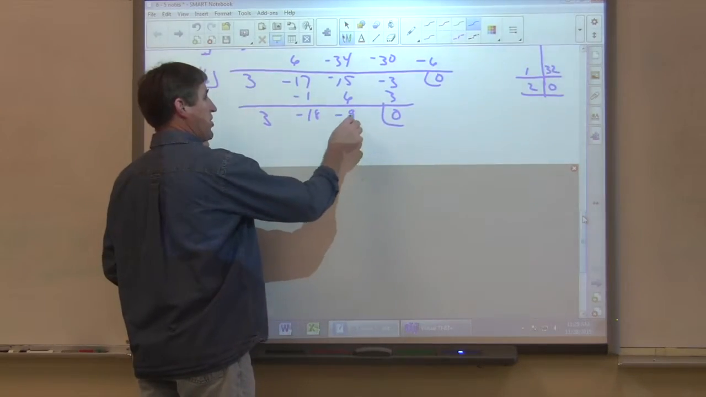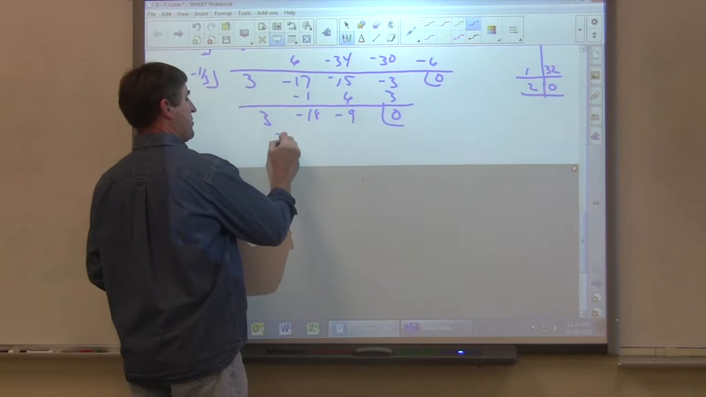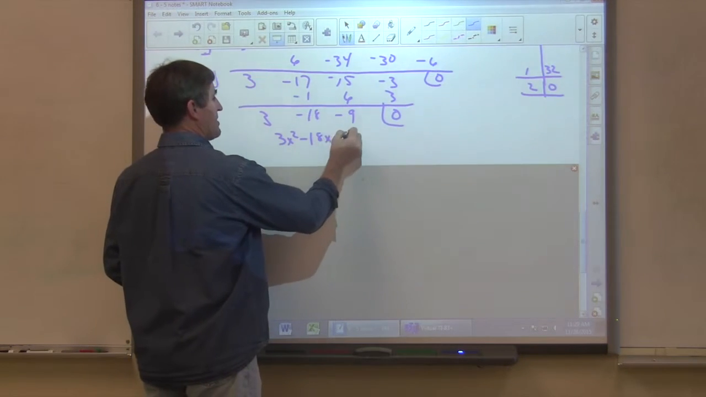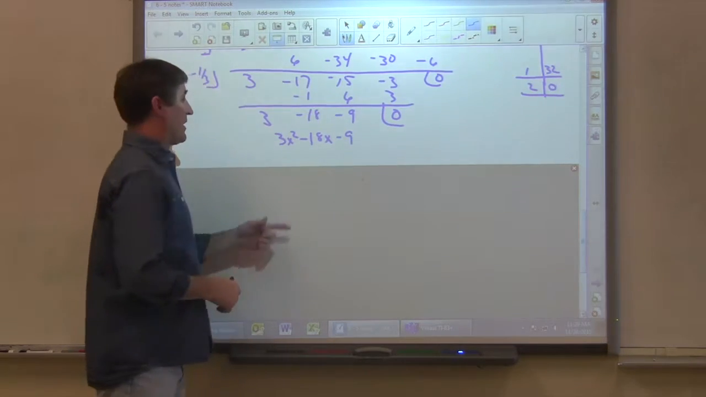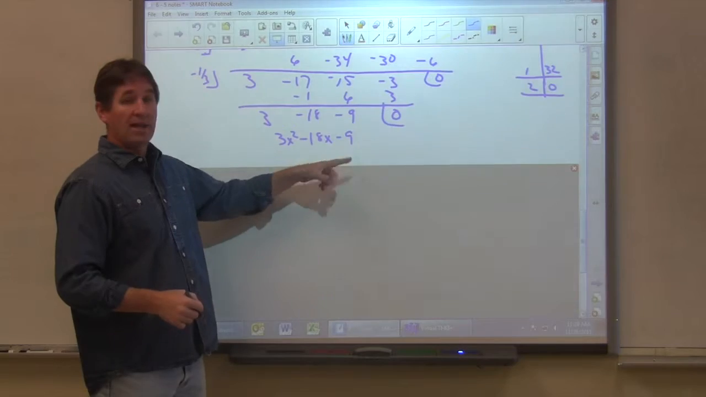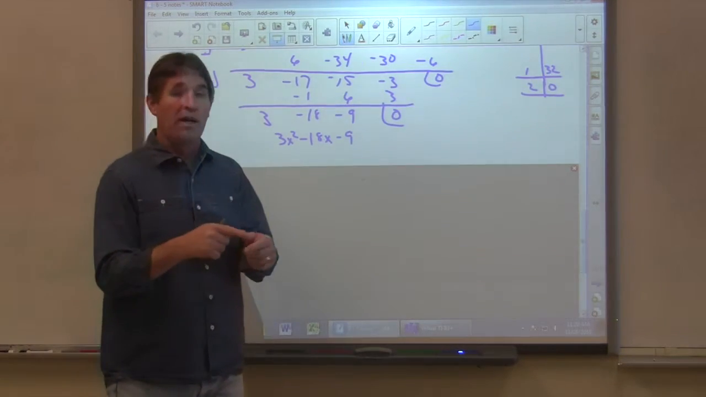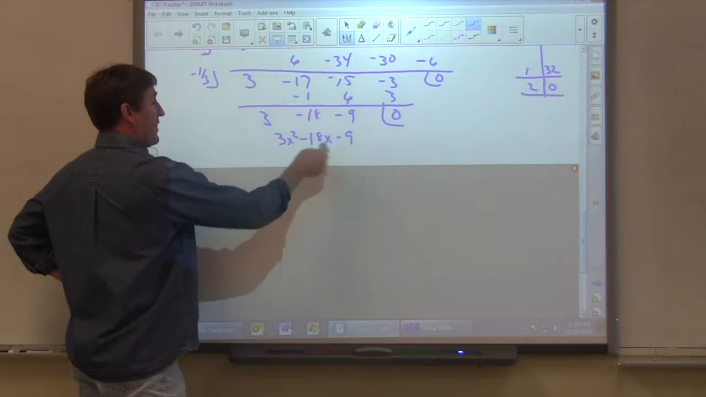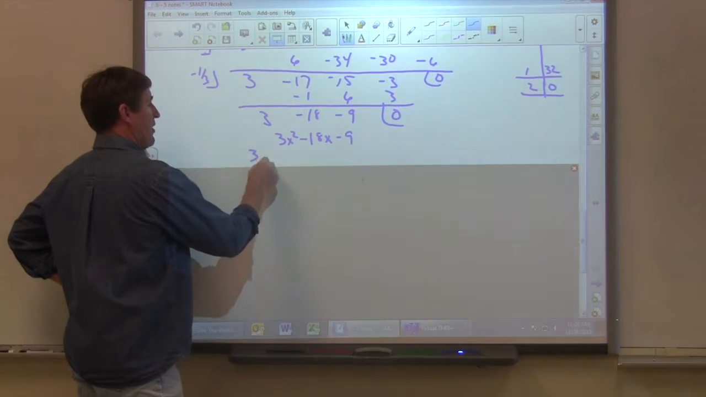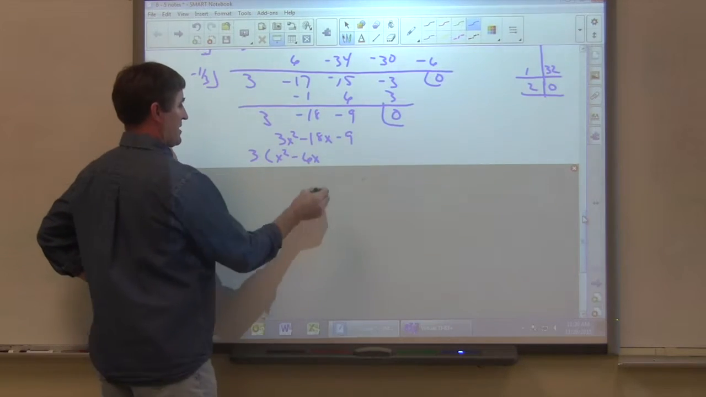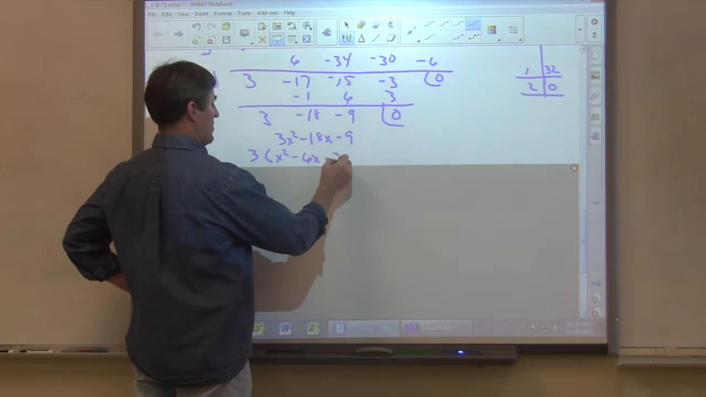This is our remainder, constant, first power, second power. So this is 3x squared minus 18x minus 9. And so now we can use all our tools available to find the roots of a quadratic. You could use the quadratic formula. I always try to factor if possible. Either way, you can pull a 3 out, and you get x squared minus 6x minus 3.